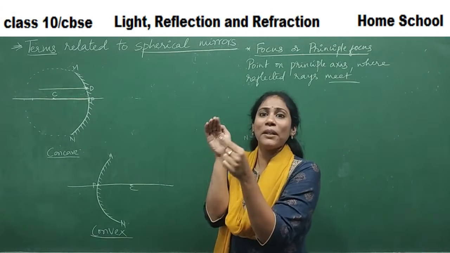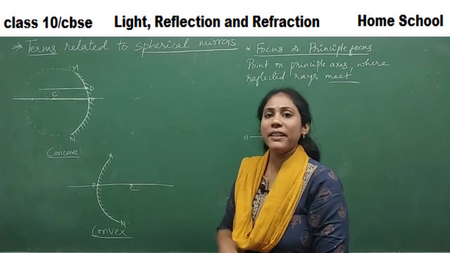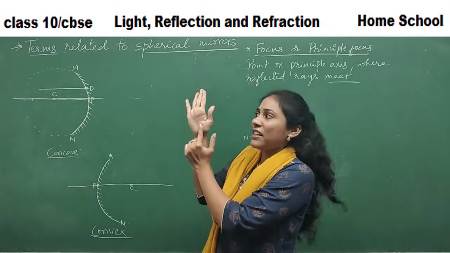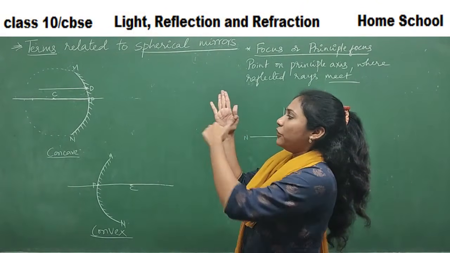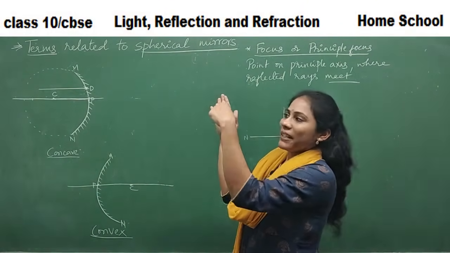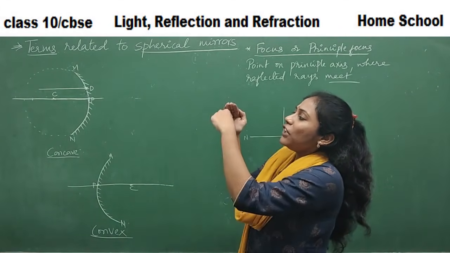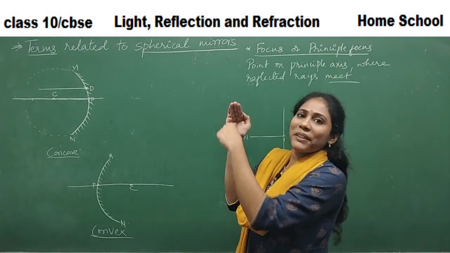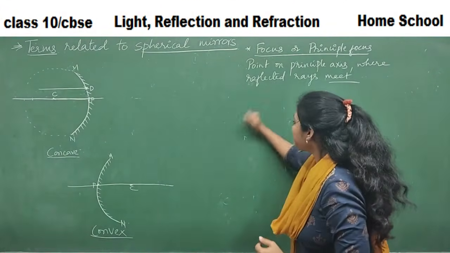So drawing a normal becomes an issue in the case of convex and concave mirrors because the surfaces are curved, not straight. If it is straight, at any point when you draw a line perpendicular to it, that becomes a normal. But if the surface is curved, how do you draw a line perpendicular to this? It's very difficult, right? So what do you do, guys?